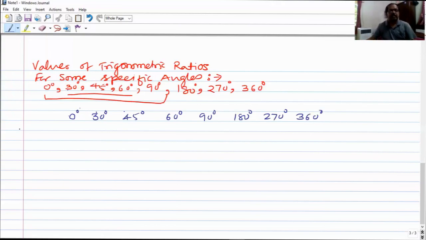After that I will write the trigonometric ratios. First I write sine, then cos, then tan, after that cot, then sec, and finally cosec. So these are the trigonometric ratios for these angles. If I denote the angle as theta or angle A, I can write these as sine theta, cos theta, tan theta, cot theta, sec theta and cosec theta. So now let's have the values.